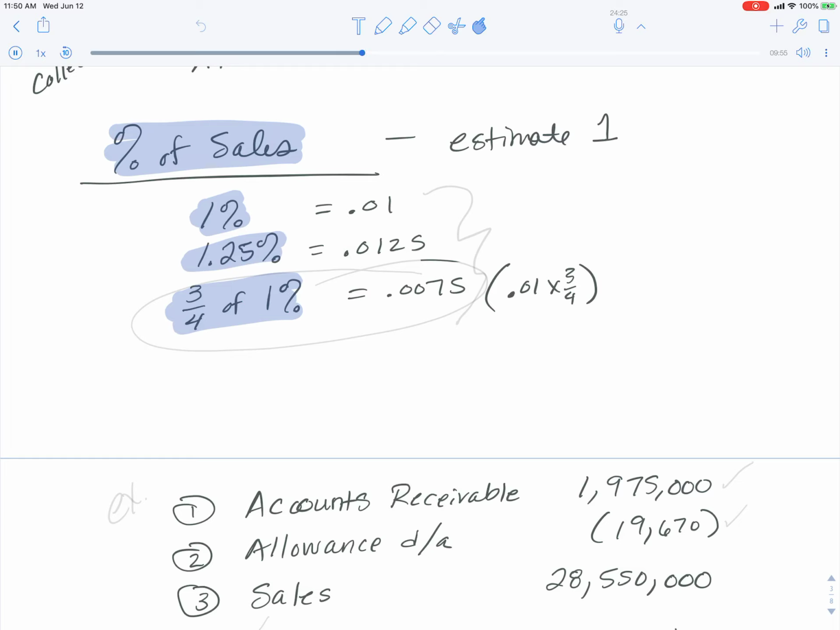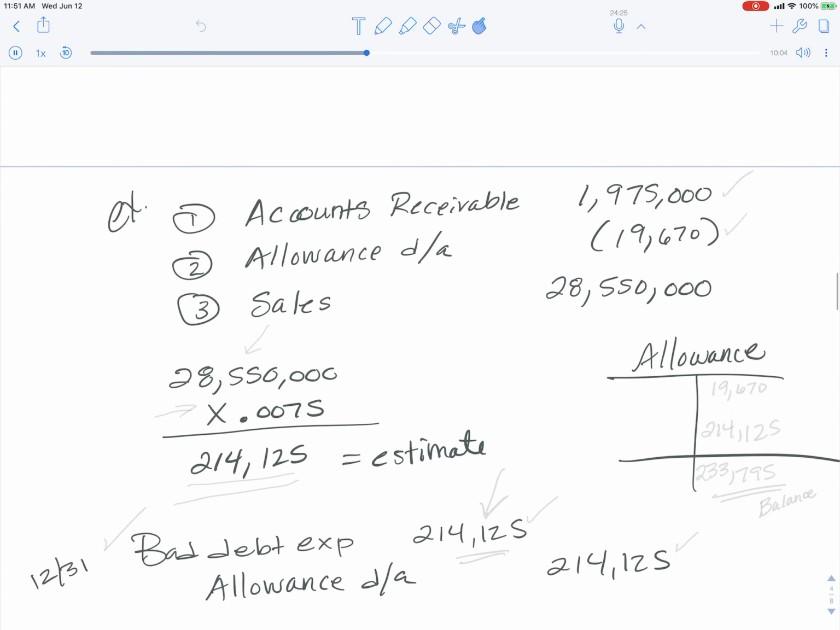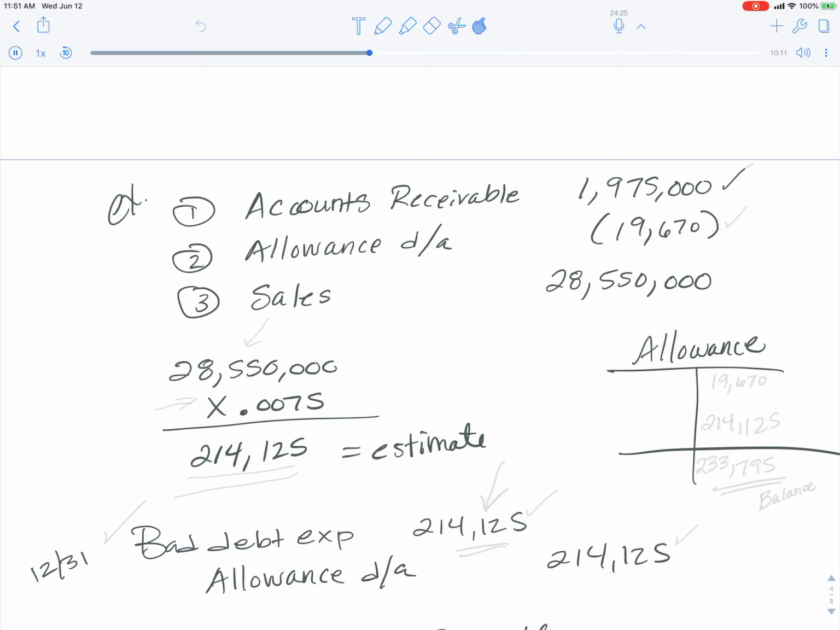So here's some examples of how you would translate that into calculator form so that you can multiply that percentage times the amount of sales. So let's do an example. We have a company that has accounts receivable of $1,975,000. They have a balance in their allowance for doubtful accounts of $19,670, and they have $28 million in sales. So what we need to do is, let's say our estimate, this company uses 0.75% as their estimate based on what has happened in the past.